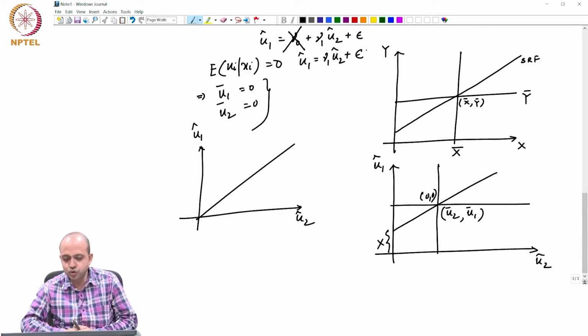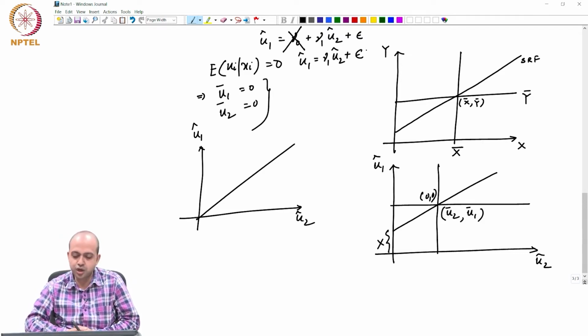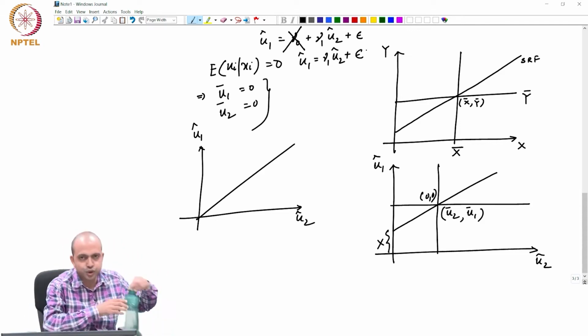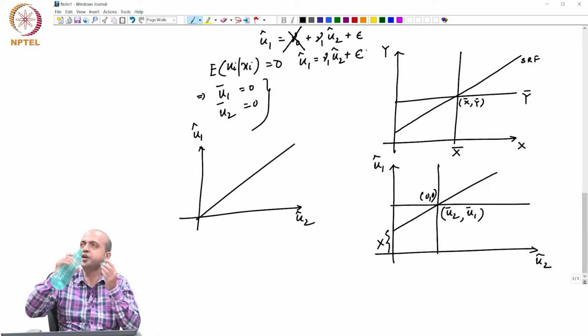Since u1 and u2 both have 0 mean, the sample averages of u1 and u2 are 0 and 0, so the line must pass through the origin. There should not be any intercept term, right. So this is basically the theoretical portion, the theory of how to keep the impact of other factors constant. Now, these steps that we have learned, we will try to perform using the data set.